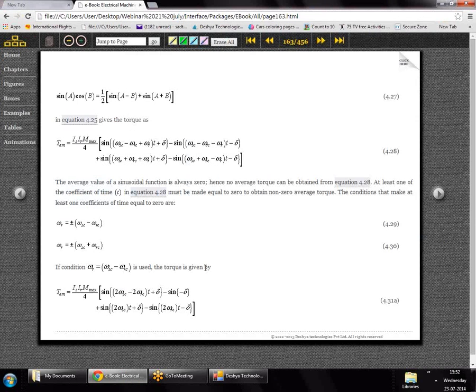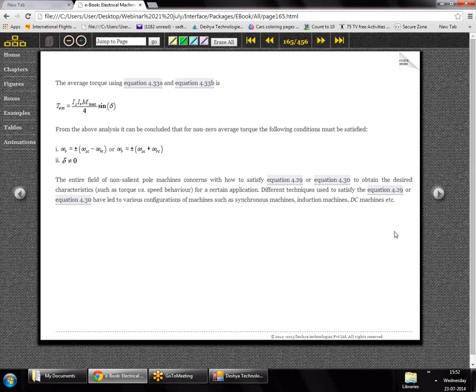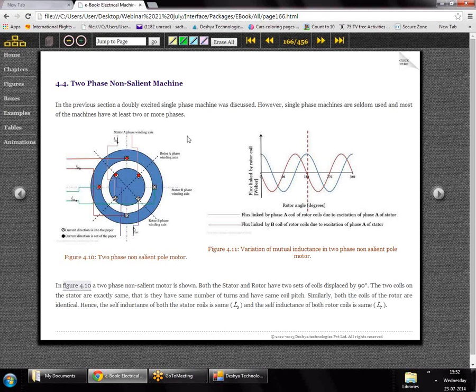Now after having done that, we will quickly jump over to the section where we will be discussing the equivalent circuit. To discuss the equivalent circuit of the machine, we will consider a two-phase non-salient pole machine.